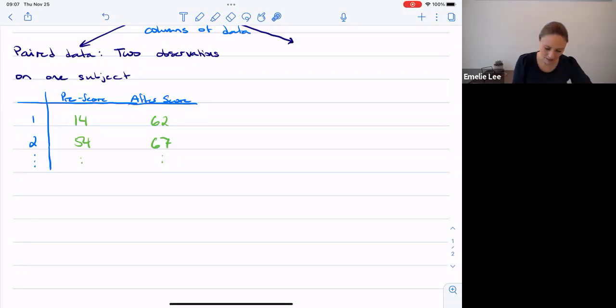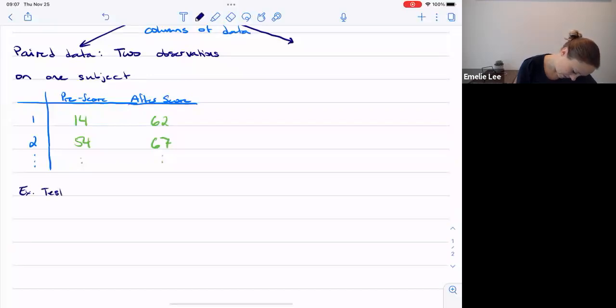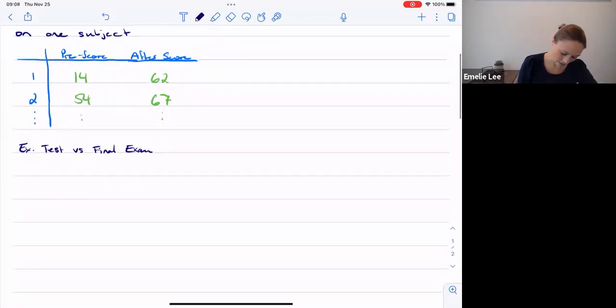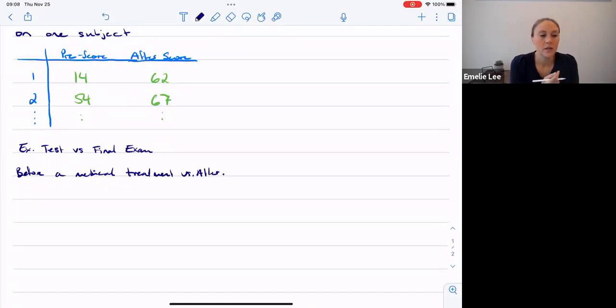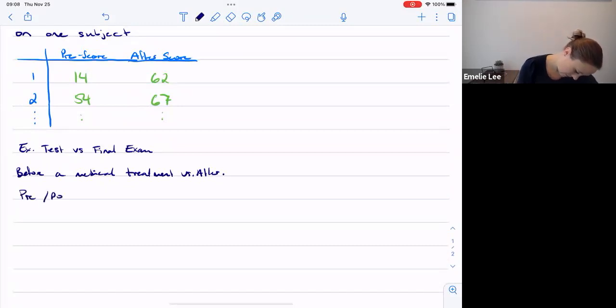So for paired data, we have this pre-score and then we have this after score. For example, we could talk about test versus final exam. We could do before a medical treatment versus after. So some pre-post situations in general.